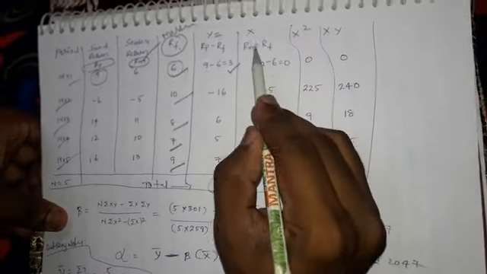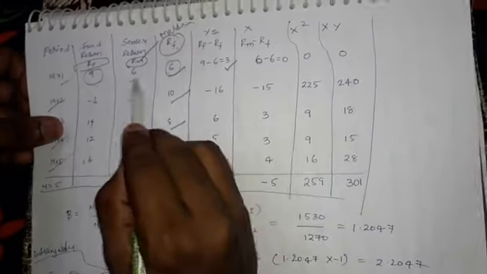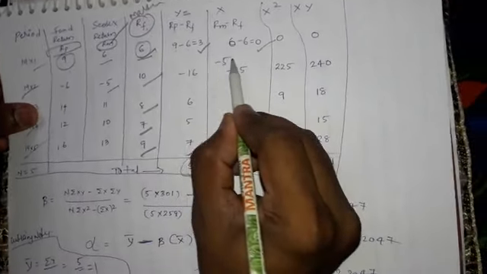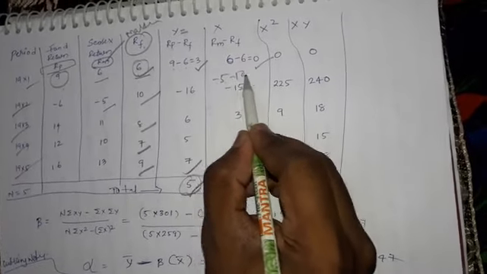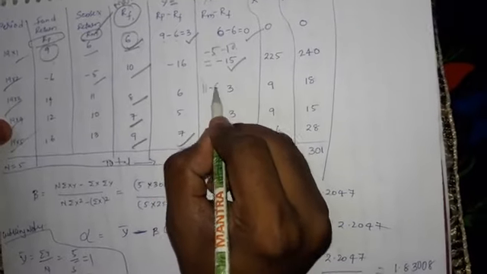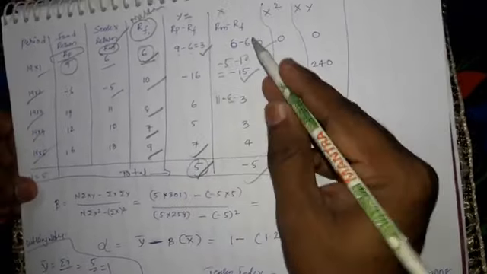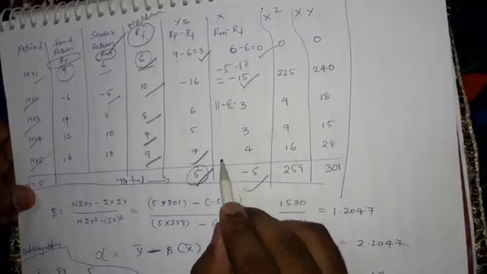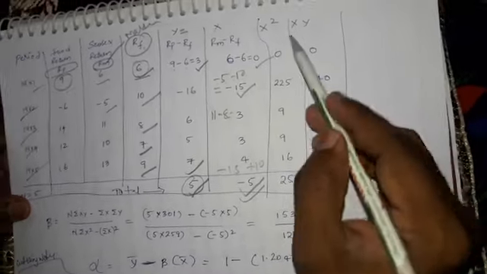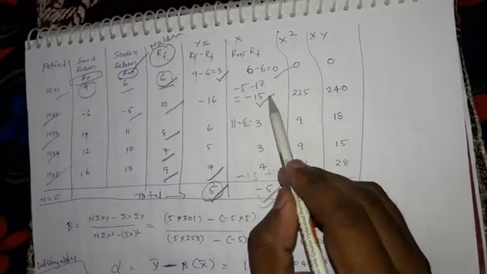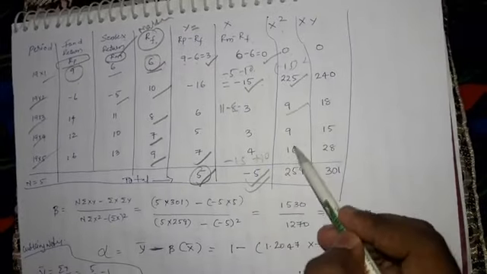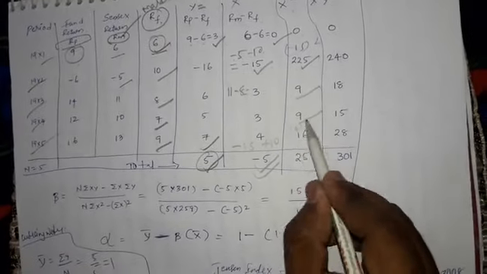Similarly, x equals Rm minus Rf. Then 6 minus 6 we get 0. Next, 5 minus 15, so minus 5 minus 10 we get minus 15. Similarly, 11 minus 8 we get 3, and so on. This total is minus 15 plus 10, we get minus 5, right? Similarly, x square: 0 square is 0, minus 15 square is 225, 3 square is 9, 3 square is 9, 4 square is 16.